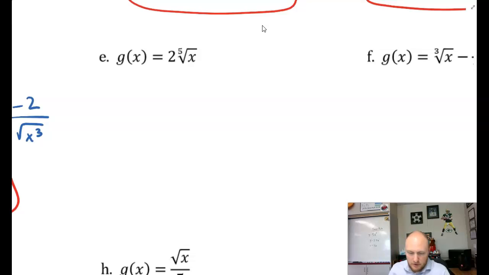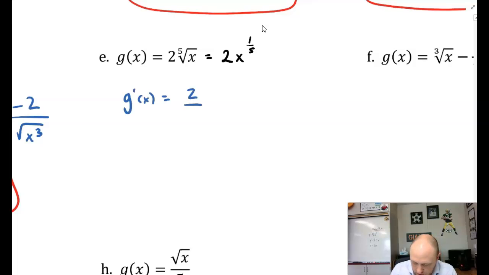Oh, a 5th root. Now they're just getting crazy just to get crazy. But our approach is the same. This is 2x to the power of 1/5. And I'm going to go ahead and calculate my derivative. So g prime is equal to 2 times 1/5, which is just 2/5. X to the power of 1/5 minus 1. It's going to be negative 4/5.